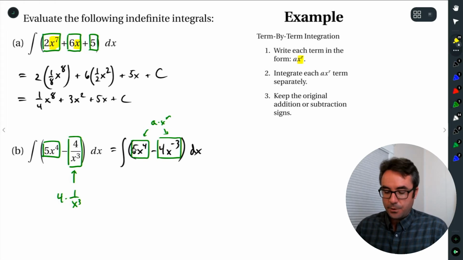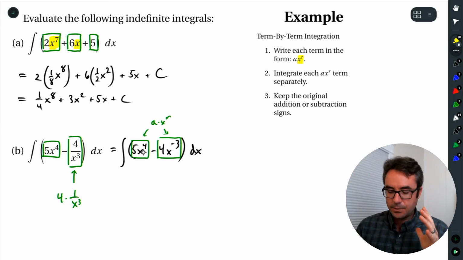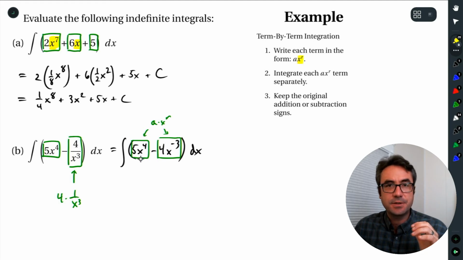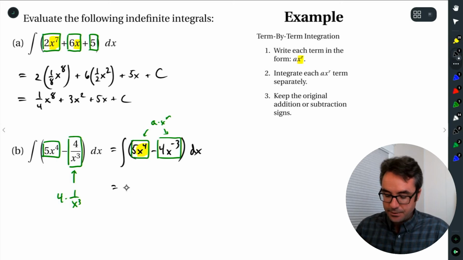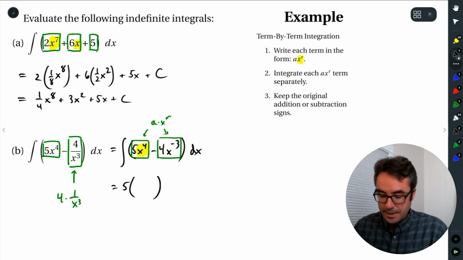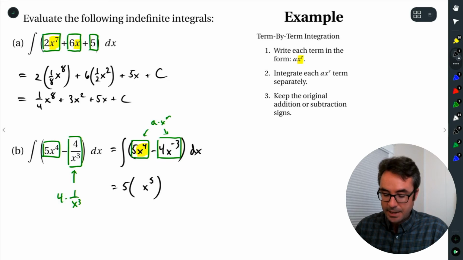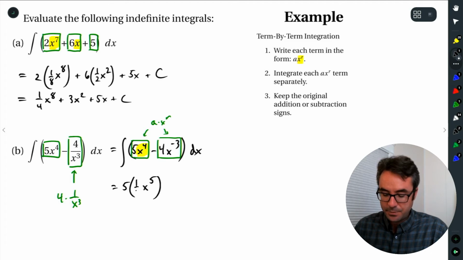When we zoom in on each term, we're going to focus our attention on this 5x to the 4. Really we can zoom in further and just focus on that variable part. So the antiderivative: 5 is a constant multiple, so it just stays in front. Then integrating x to the 4, variable is x, add 1 to the exponent, so that bumps us up to 5. Take this new exponent, flip it, put it in front, it's 1 over 5. And we're done for that first term.